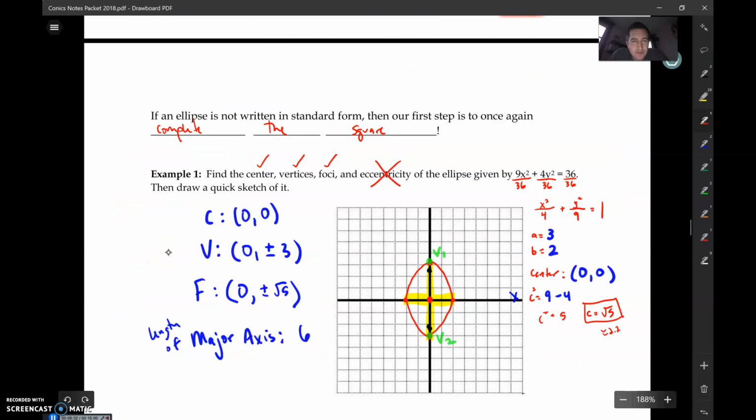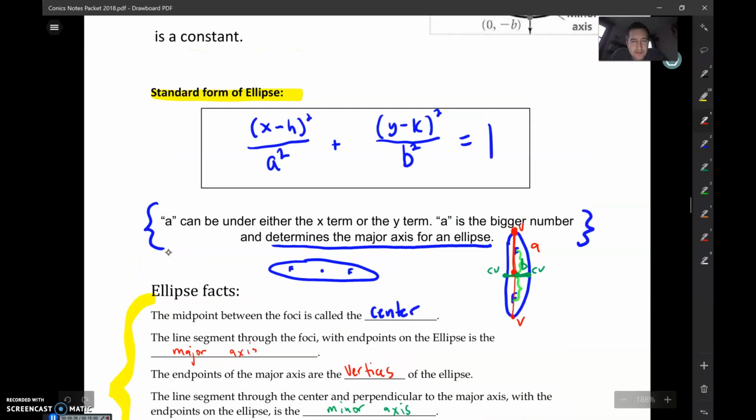So let's summarize your plan of attack. You need to be able to recognize when it's an ellipse. What I want you to notice is this: it's still a plus sign, and it's equal to 1. It's going to have fractions underneath to be your major and your minor axis.